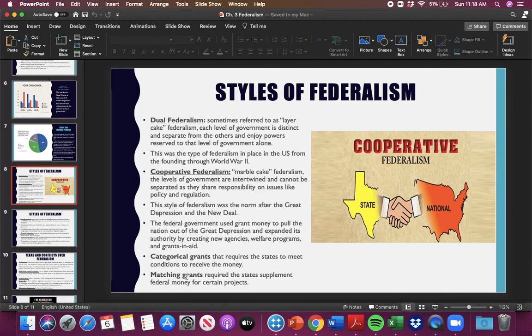Matching grants are when a state wants to do a certain project and they come up with part of the money and then they go to the federal government to pay the rest. So if you, say, need to build a new bridge or a new building or something like that.